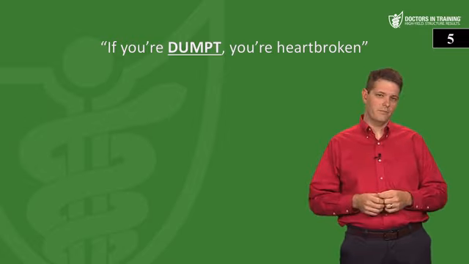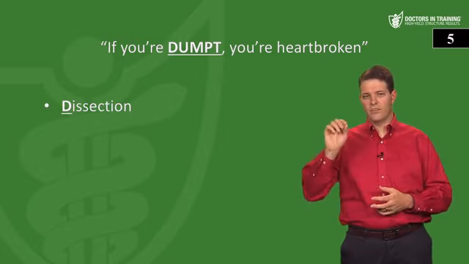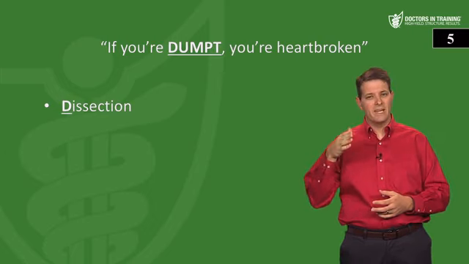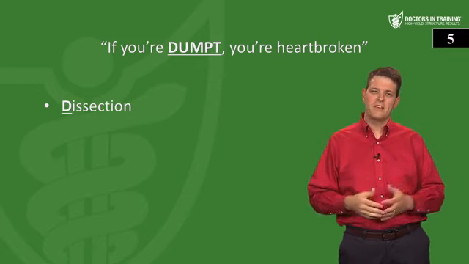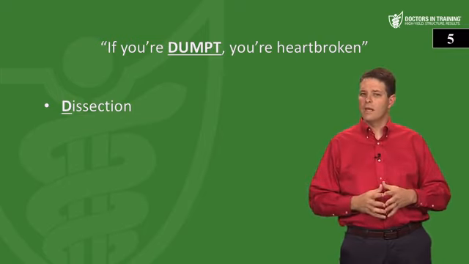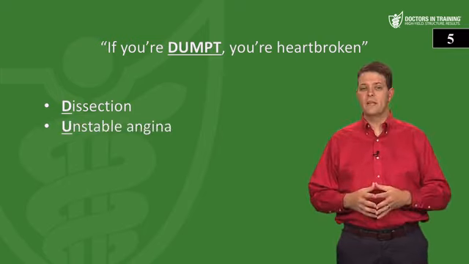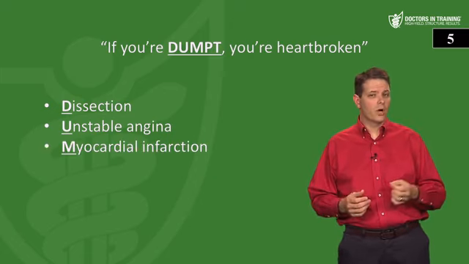One mnemonic for the 5 deadly causes of acute chest pain is "if you're dumped, you're heartbroken." So the D in dumped is for aortic dissection, which is where there's a small tear in the intima of the thoracic aorta and then blood forces its way into that tear and then between the layers of the aorta. This typically presents as a tearing chest pain that radiates through to the back, and you might see some widening of the mediastinum on chest x-ray. The U is for unstable angina, which we just covered. The M is for myocardial infarction.